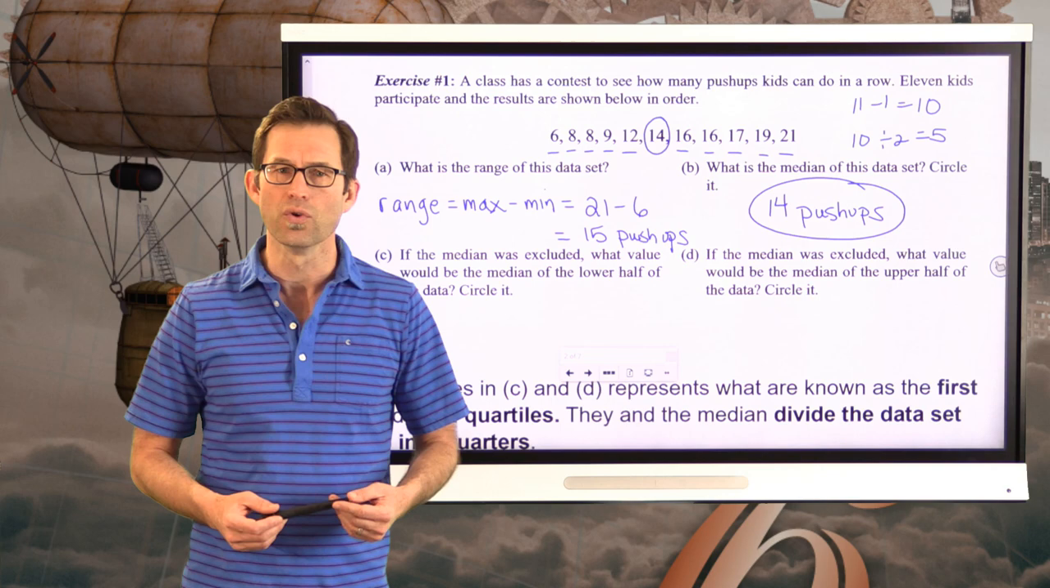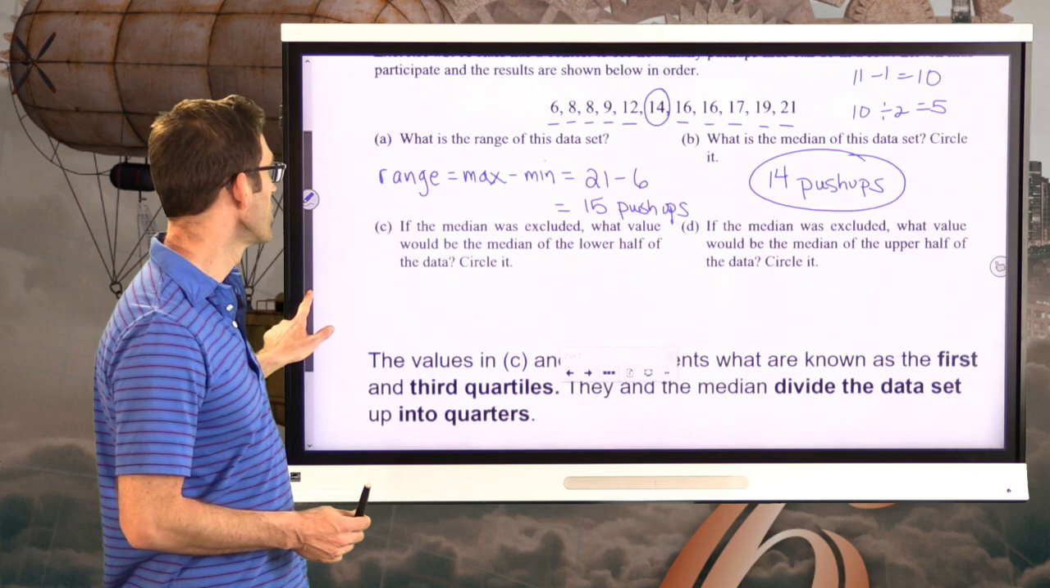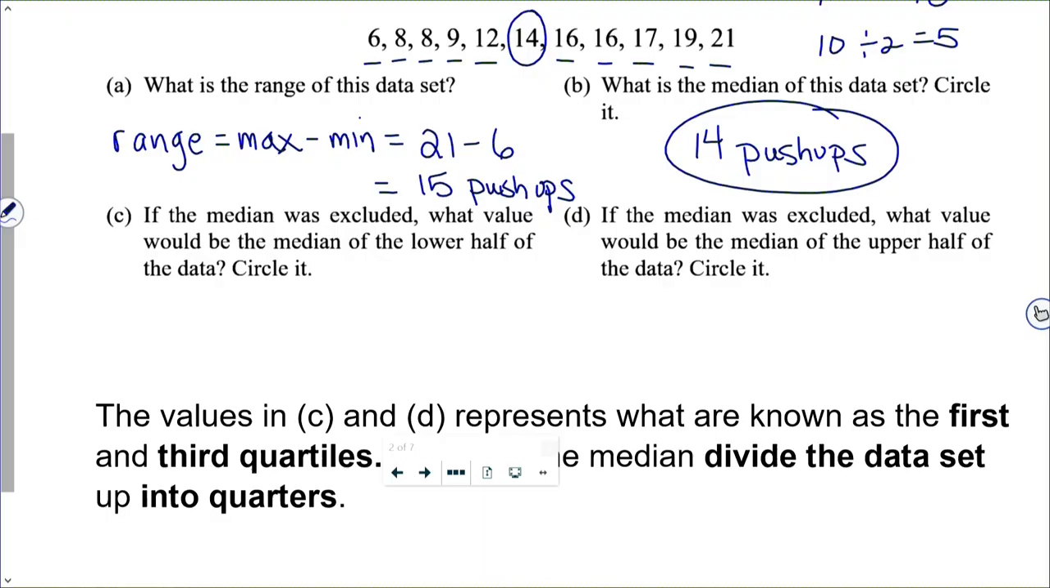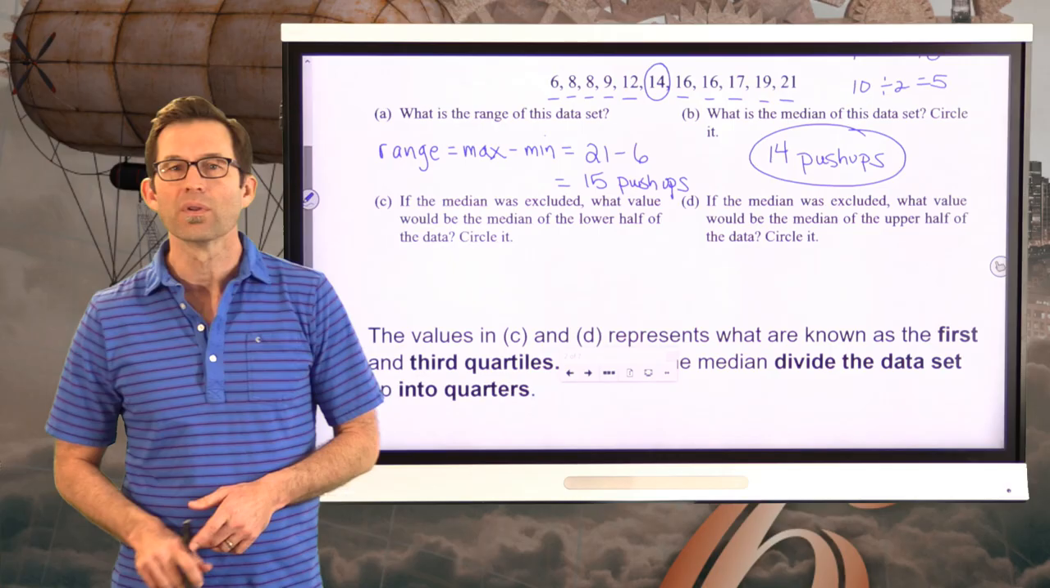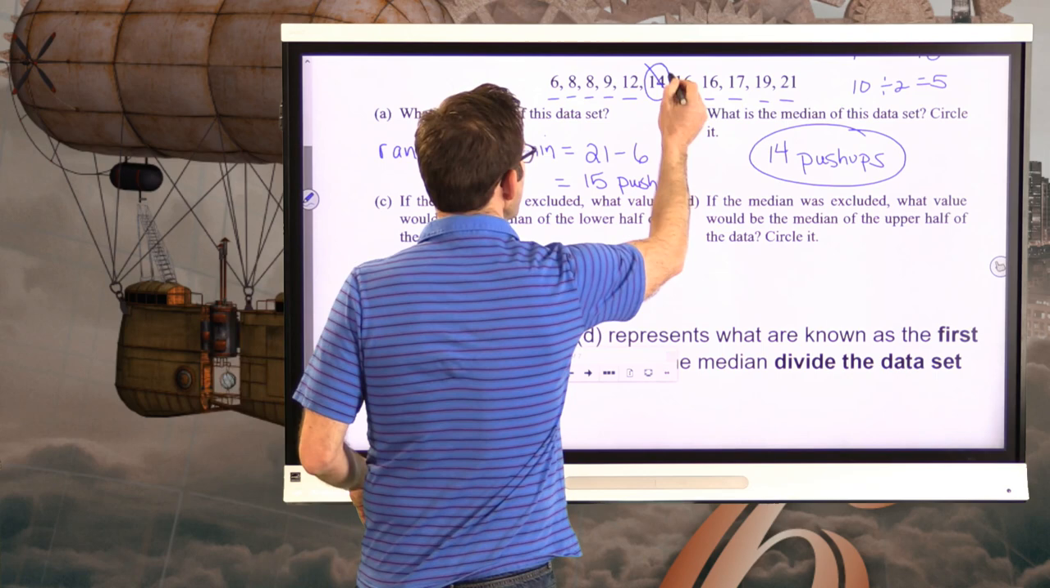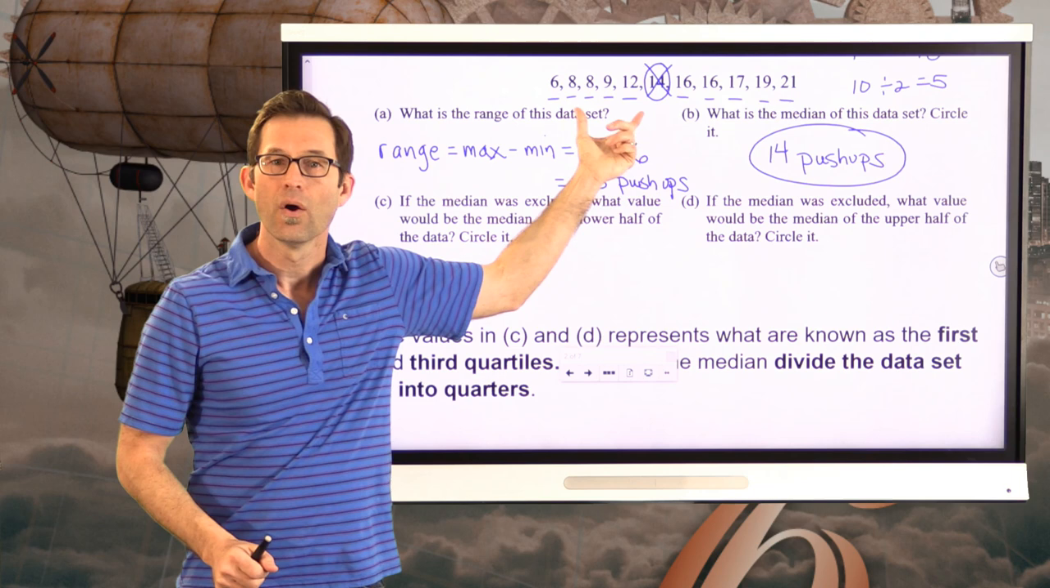Now let's take a look, though, and bring our data set up just a little bit. Let's take a look at letter C. If the median was excluded, what value would be the median of the lower half of the data set? Circle it. So let's talk about this. Let's just say that the median wasn't even here. And we looked at the lower half of the data set, right, which has 1, 2, 3, 4, 5 values in it. What would be its median?